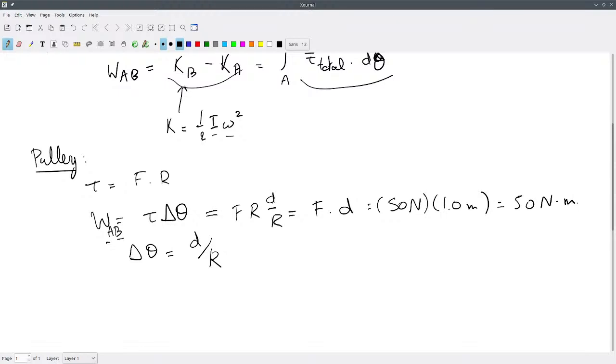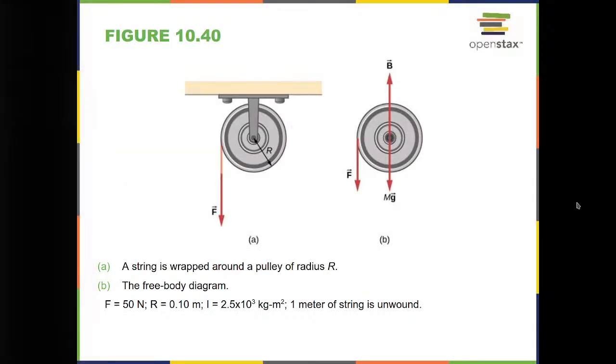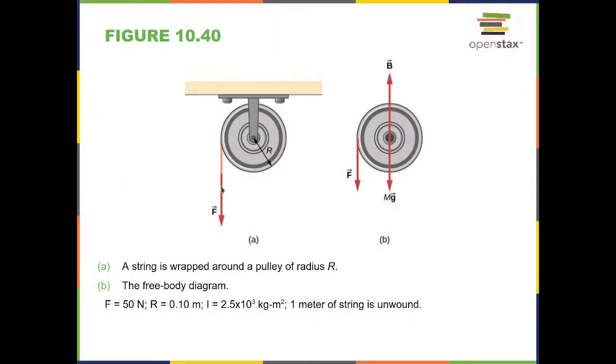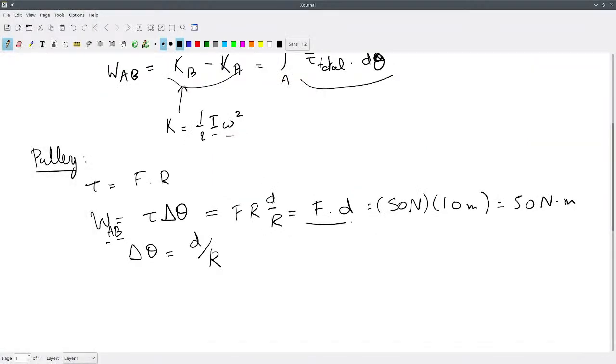Okay. Now we could of course have done this more quickly. We don't need rotational motion to do this, because we know that if we pull with a constant force, and there's a displacement of this string over 1 meter, we just multiply F by d, and we get the same answer, right? We could have immediately written down the work here, F times d.